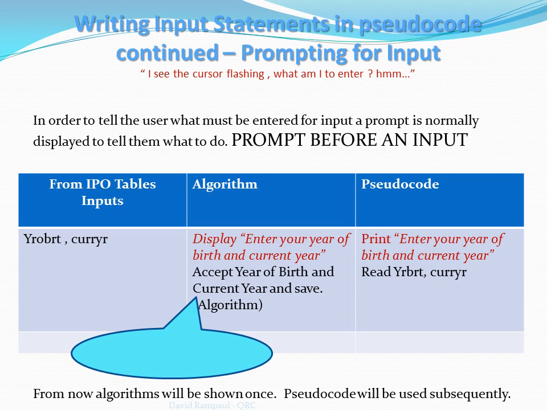To write it in algorithm style, we say display, enter your year of birth and current year. As well as, then of course, this is just the prompt. The red part here is the prompt. Then we're going to accept and store it here. Accept year of birth and current year and save. Again, the pseudocode for that would have been just to merely use print, enter your year of birth and current year. And then the pseudocode for accepting and storing is read year of birth and current year. Again, a little note here is algorithms is like normal English. Let's move on.